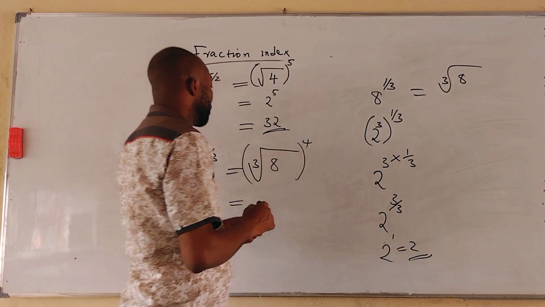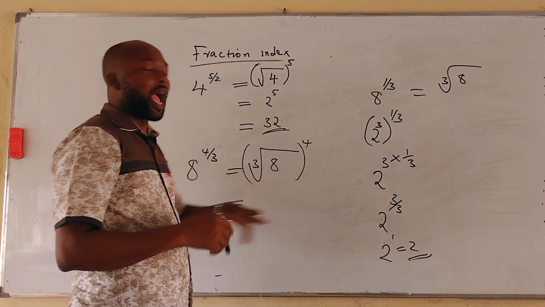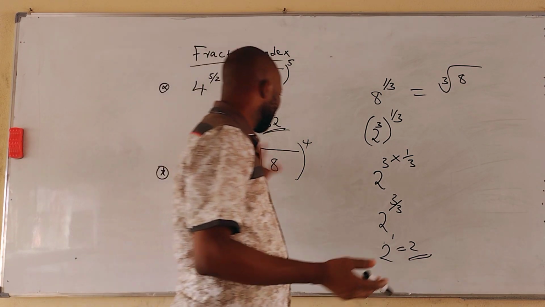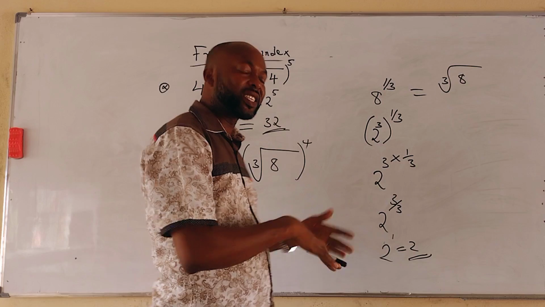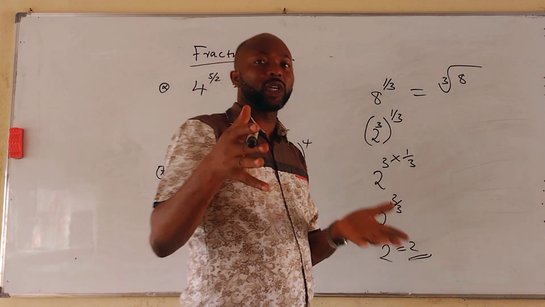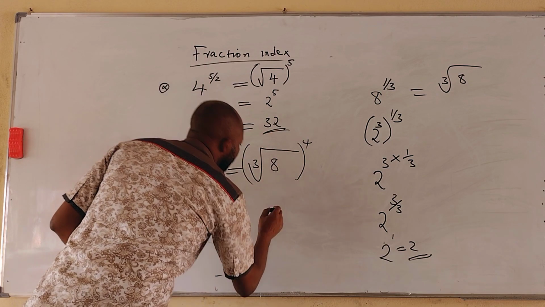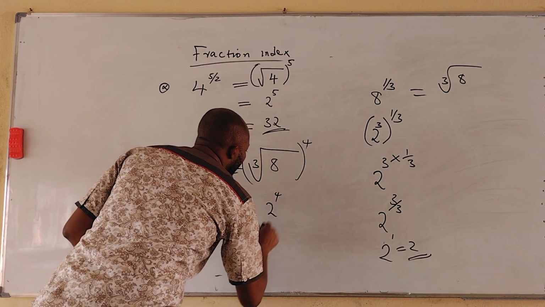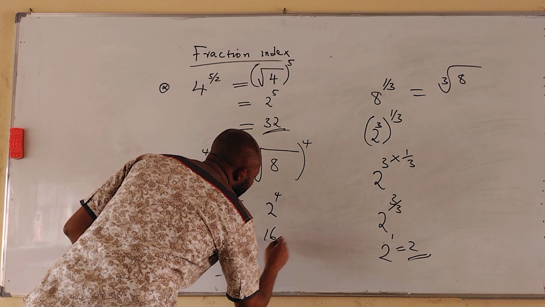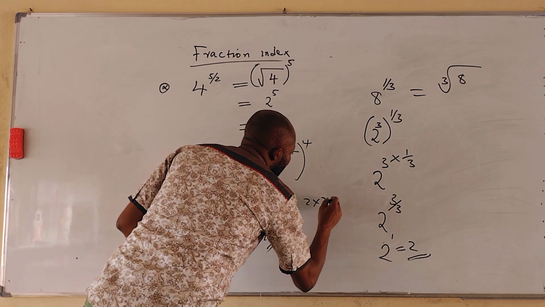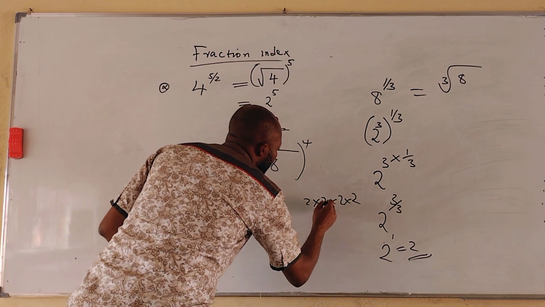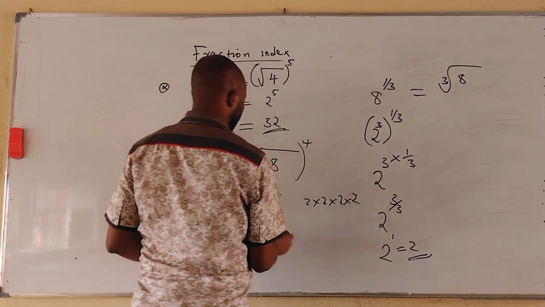So that is why the cube root of it is 2. I can use the power law of indices; I can apply any law to solve anything I want to solve based on indices. So if that is true, my next step becomes 2 raised to the power 4, and this is 16. 2 times 2 times 2 times 2: 2 times 2, 4. 4 times 2, 8. 8 times 2, 16. That's how I got there.